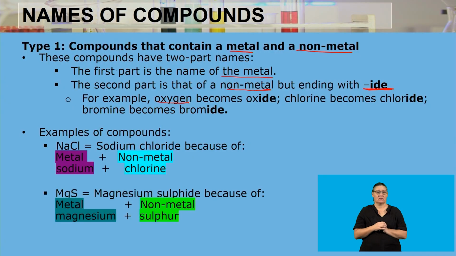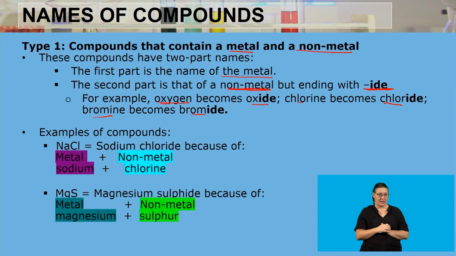So whenever we have one of those nonmetals, for instance oxygen, we name the metal plus that nonmetal, but the nonmetal must change its ending to -ide. Oxygen changes to oxide, chlorine changes to chloride, and bromine changes to bromide. So it's a combination of the metal and the nonmetal, but the nonmetal needs to change its ending; we're just adding the -ide. For an example, NaCl is a combination of sodium and chlorine, whereby sodium is our metal and chlorine is our nonmetal.